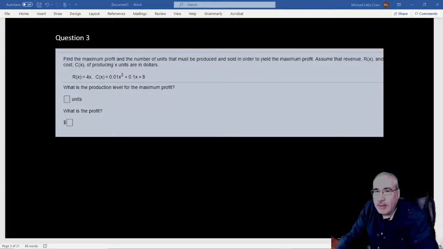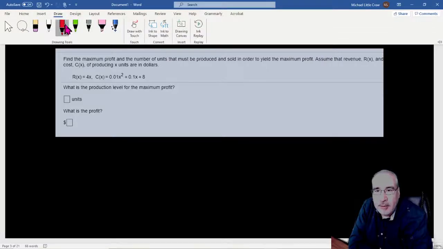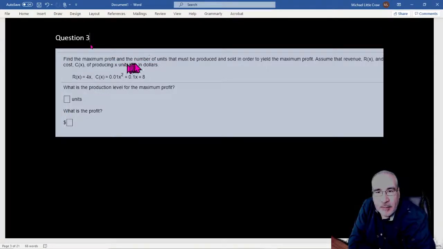Let's keep rolling right on to question 3. Let's see, what color do I have going? We'll go with red. Okay, so that's the inside. Find the maximum profit number of dollars.